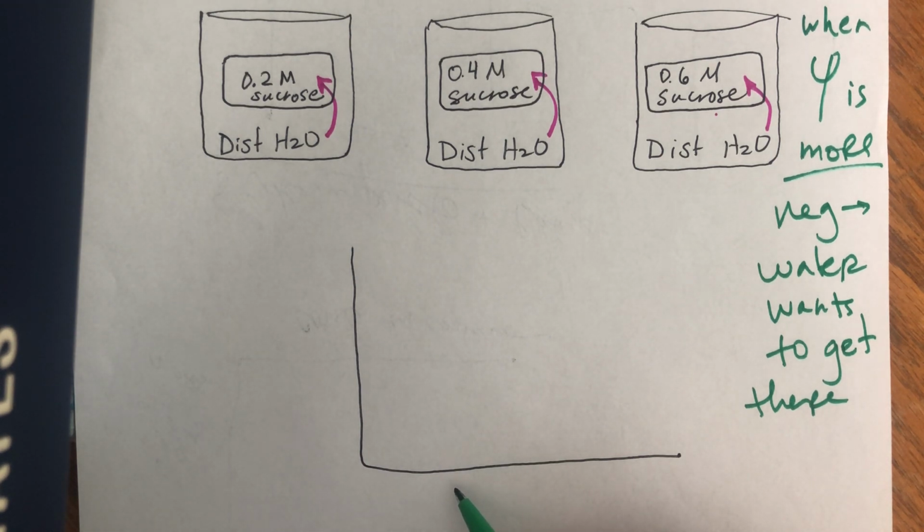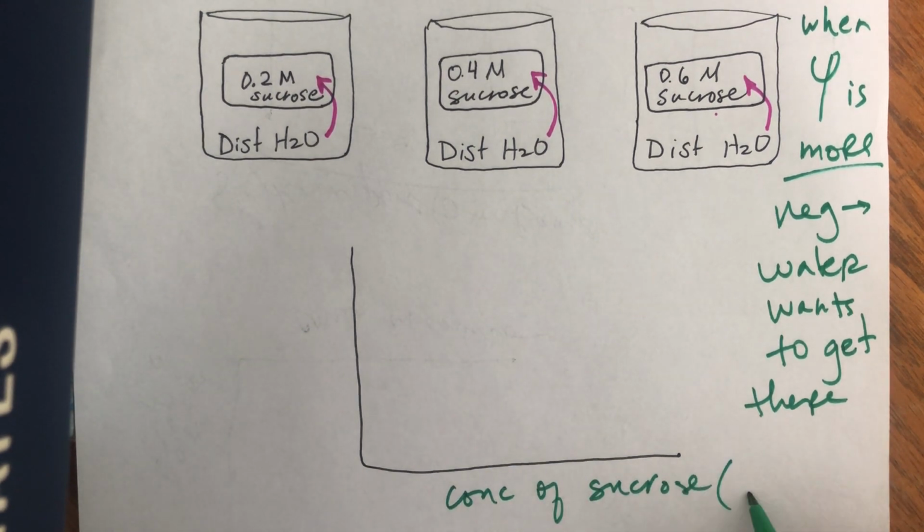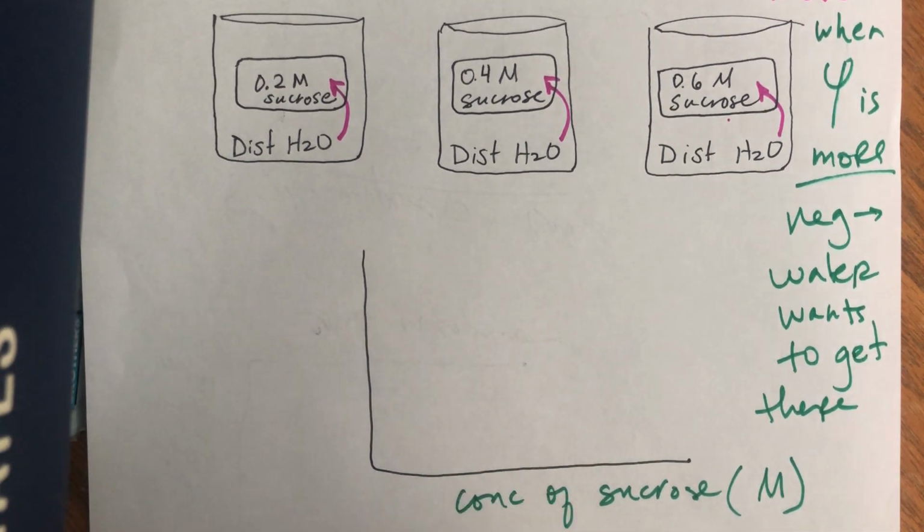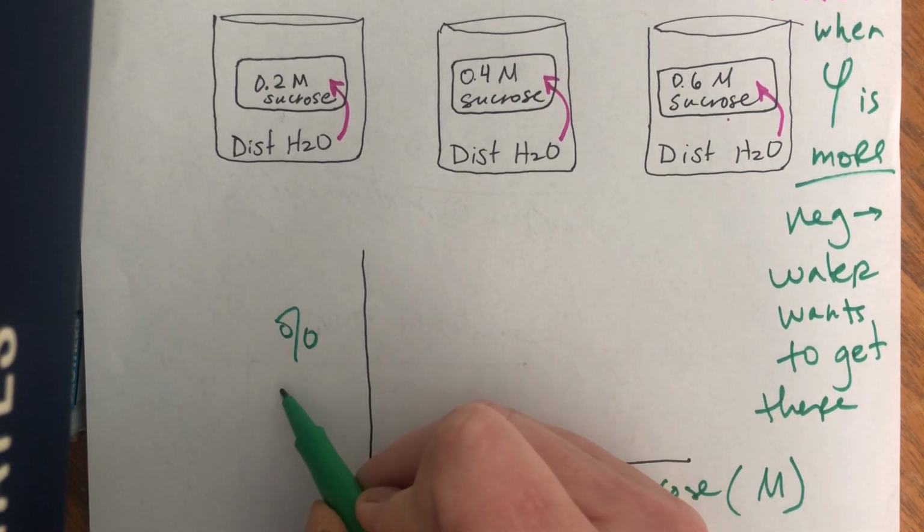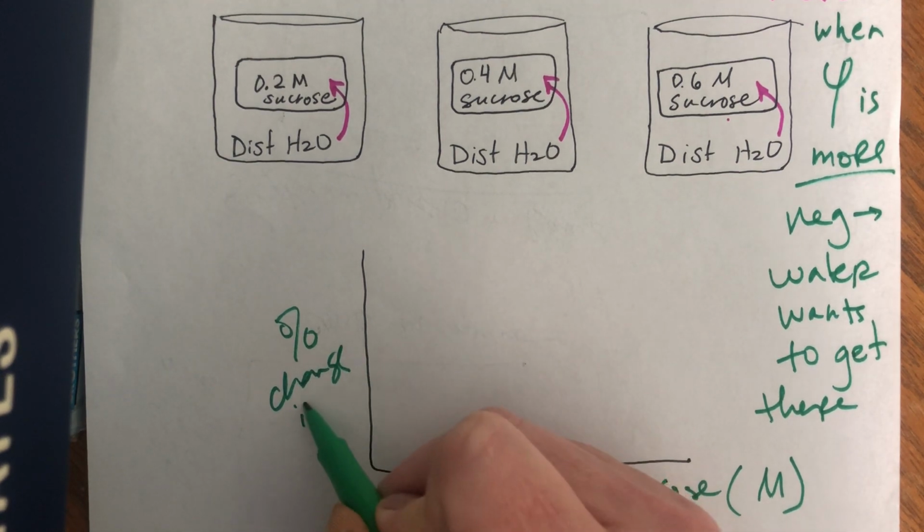So the independent variable is going to be concentration of sucrose, and that's going to be in molar measurements. The dependent variable is going to be percent change in mass.